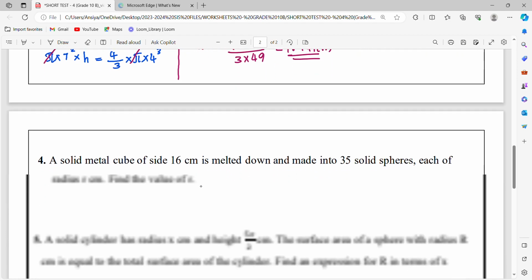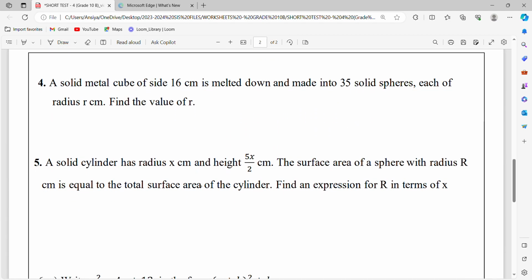Question number 4. A solid metal cube of side 16 centimeter is melted down and made into 35 solid spheres, each of radius r. Find the value of r. So two shapes are given, and it is melted down. It is exactly like the previous question.